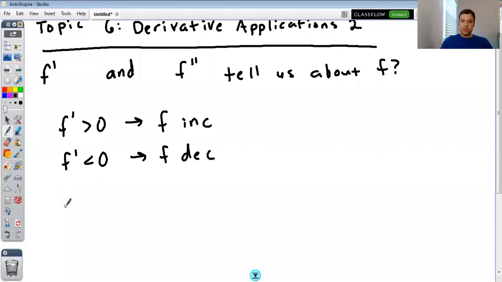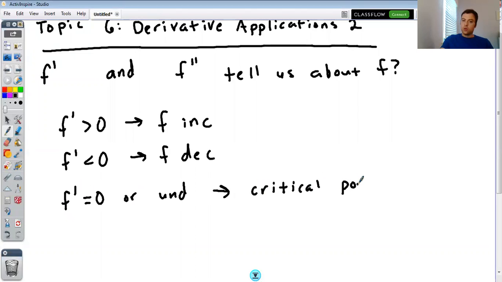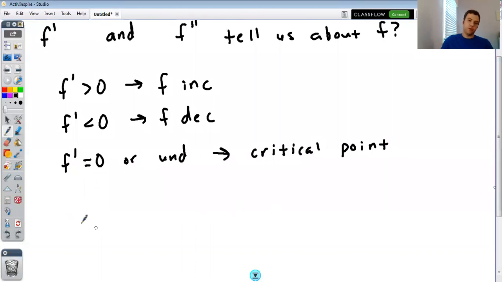So now what about when it changes? When f prime is 0 or undefined, we call this a critical point. We can also refer to those points where f prime is 0. Those are going to be the horizontal tangents for f, where the slope is 0. Undefined won't always be a vertical tangent. It could be a sharp point on the graph.